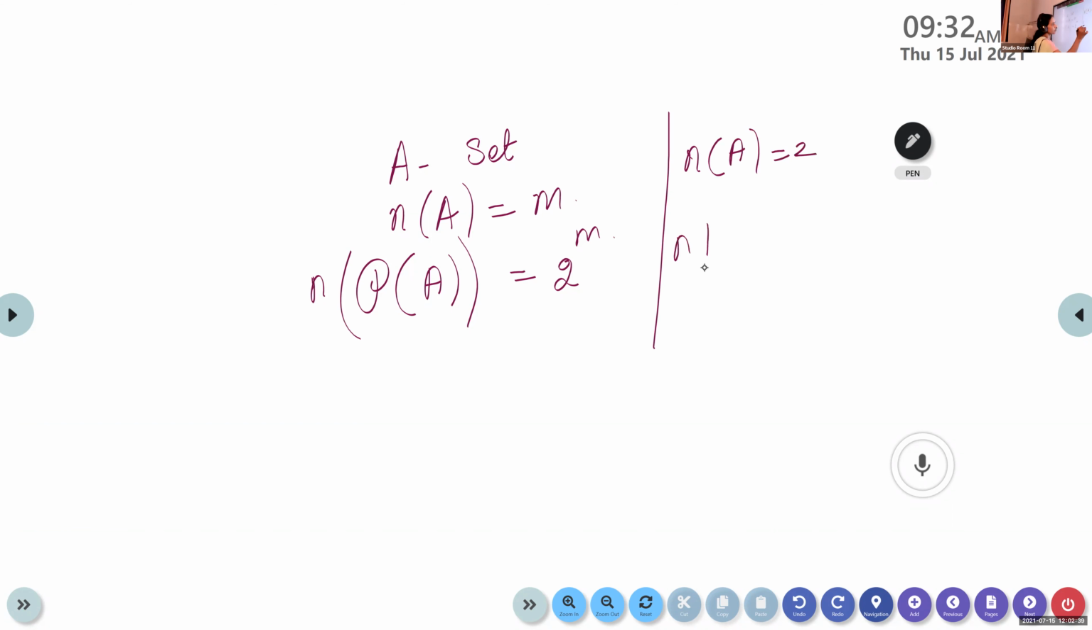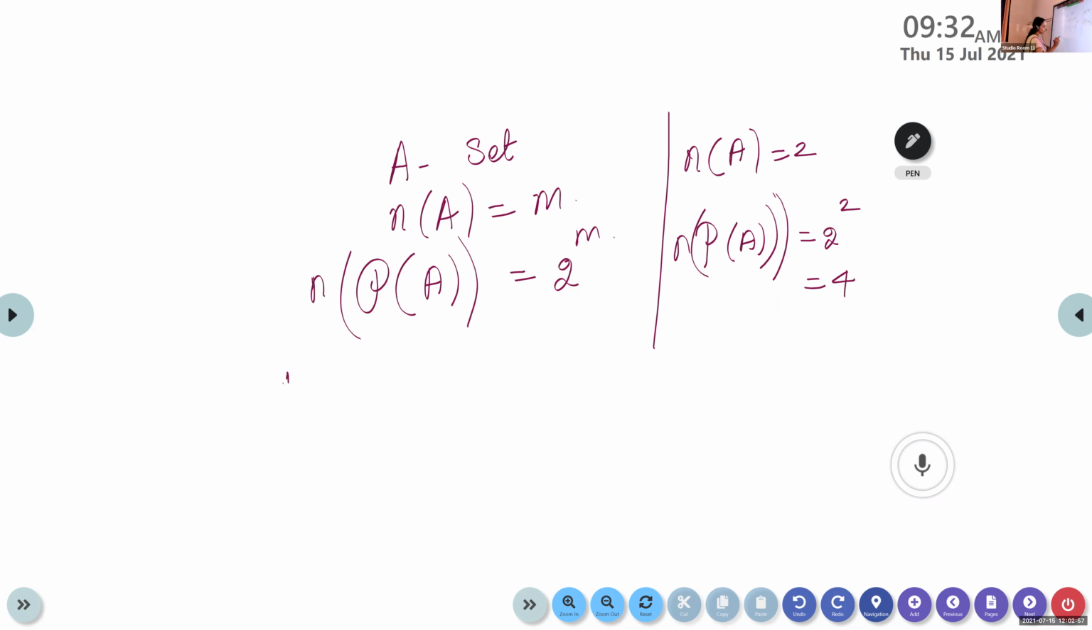For example, suppose n of A is 2. So how many elements will be present in the power set of A? It will be 2 raised to 2, that is 4 elements. This one we have discussed earlier in set theory. Now we are going to find out how many relations are there.